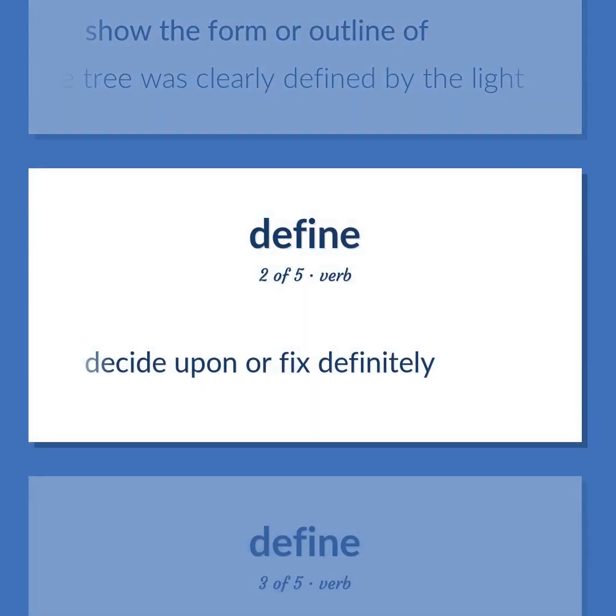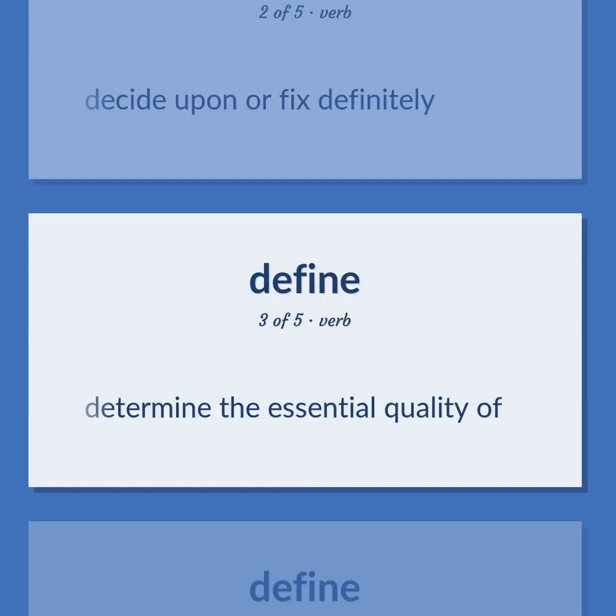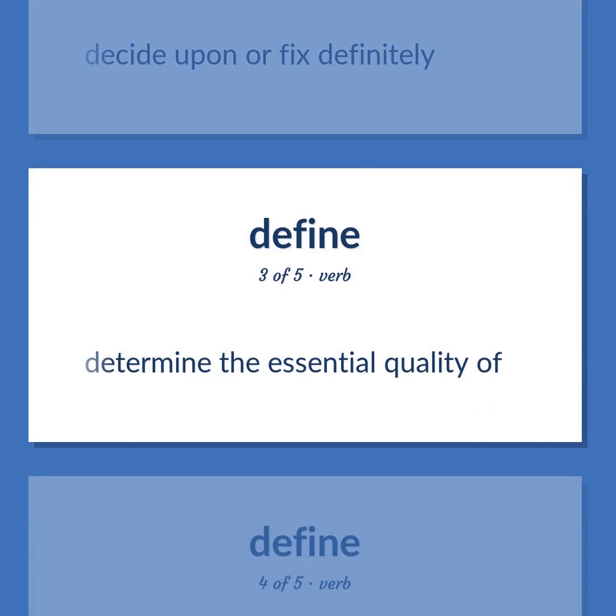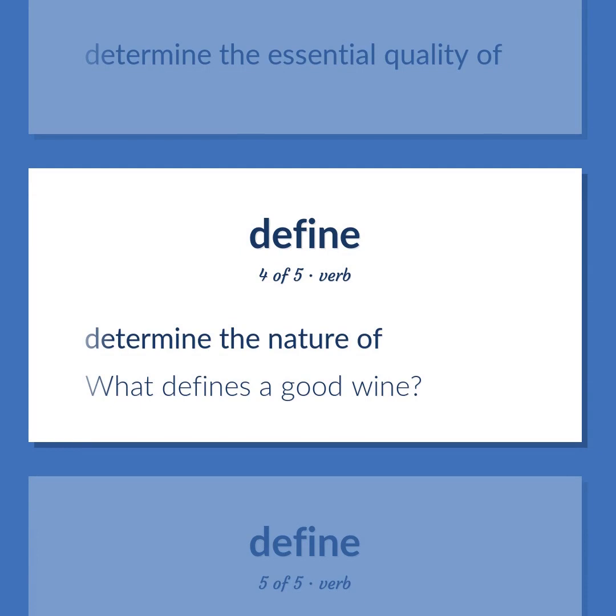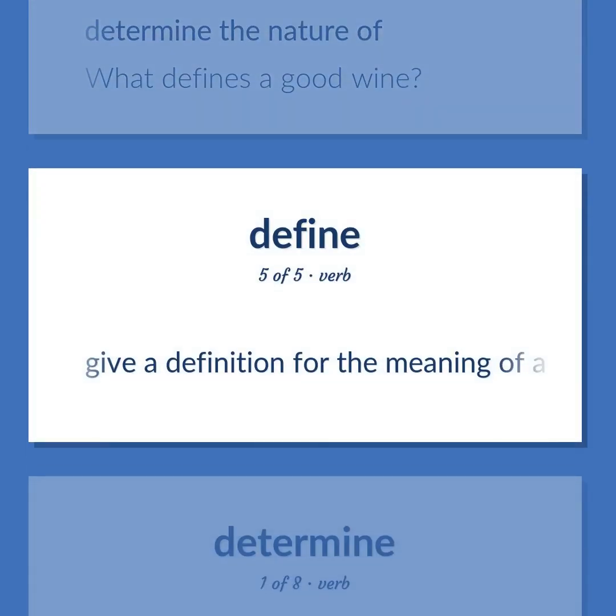Decide upon or fix definitely. Determine the essential quality of. Determine the nature of. What defines a good wine? Give a definition for the meaning of a word.